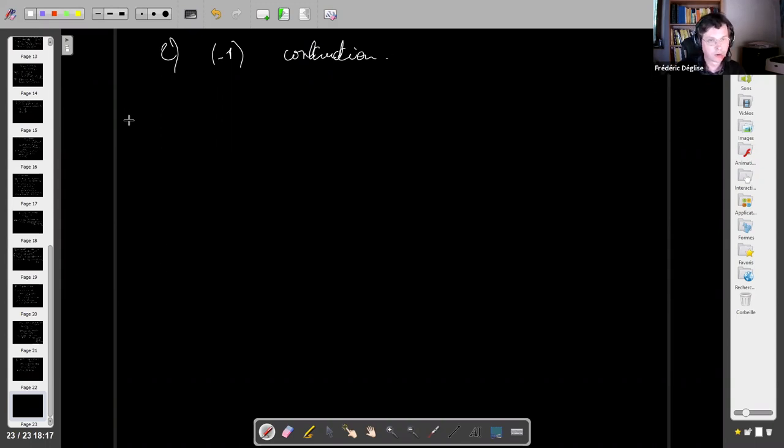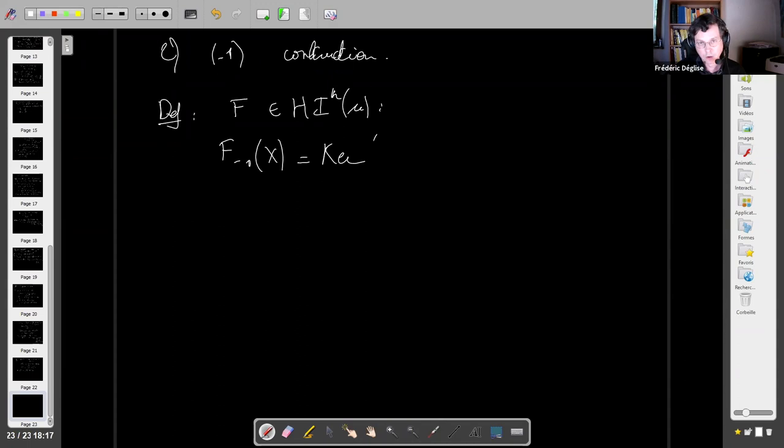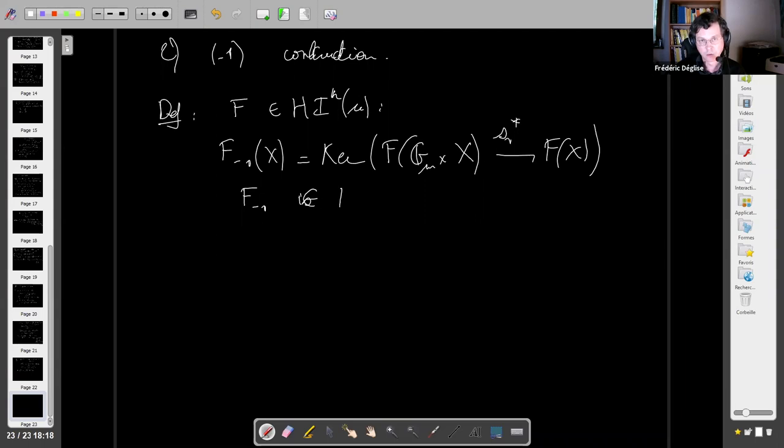So it's very simple, the definition. If F is a homotopy invariant sheaf with transfers over K, you define F_{-1}(X) as the kernel of the map induced from F evaluated at G_m × X, going to F(X). And what is this map? It's just look at the unit section of G_m over X, and you take its inverse image. So this map s_1 is a monomorphism, so this one, s_1^*, is an epimorphism, and you can check readily that F_{-1} is actually a homotopy invariant sheaf with transfers.